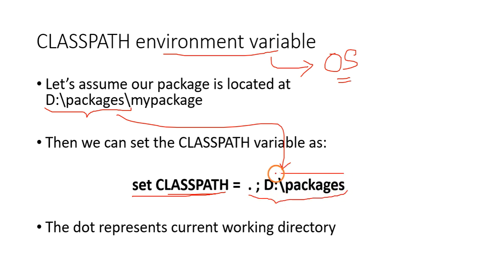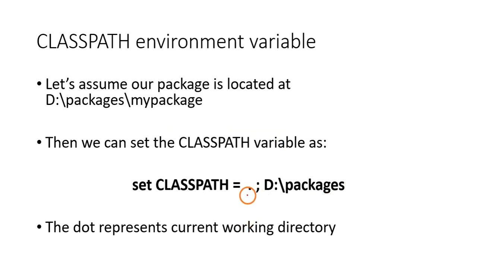So this part is the path where you are storing the packages, right? Now what is this one? This dot represents the current working directory, and this represents the path where your package is stored. So this is path 1, which is the current working directory. This is path 2, which is the path to the package.